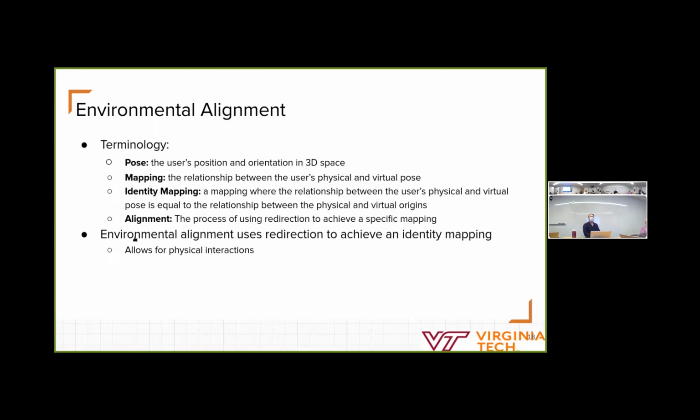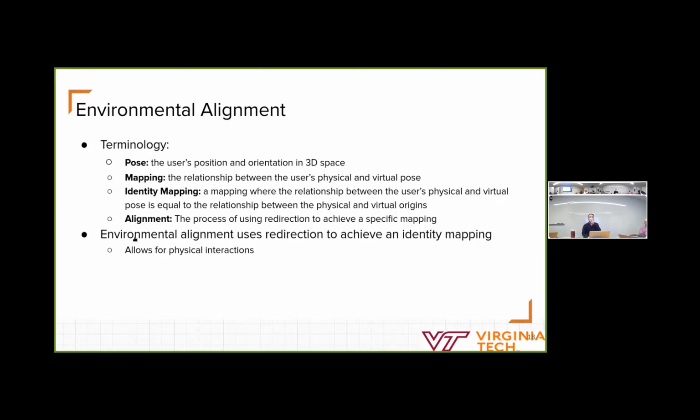I'm going to call a mapping the relationship between the physical and the virtual pose. I'm also going to define the identity mapping, which is a mapping where the relationship between those two is equal to the relationship between the two origins. If you have an identity mapping, then you can do this physical interactivity. That's the requirement for a mapping in order to interact with the physical environment. Alignment is the process of using redirection to achieve a specific mapping, and specifically, environmental alignment is using redirected walking techniques to achieve identity mapping.